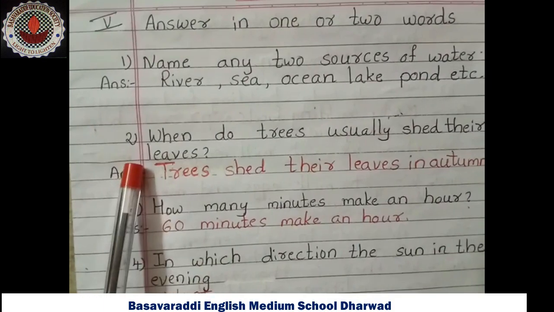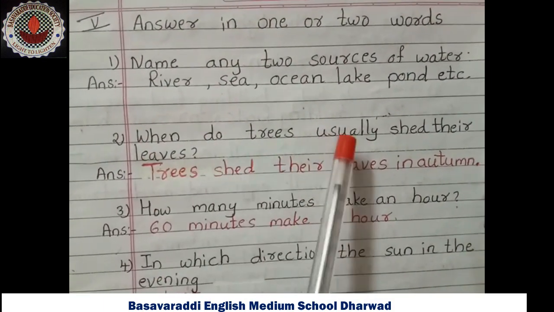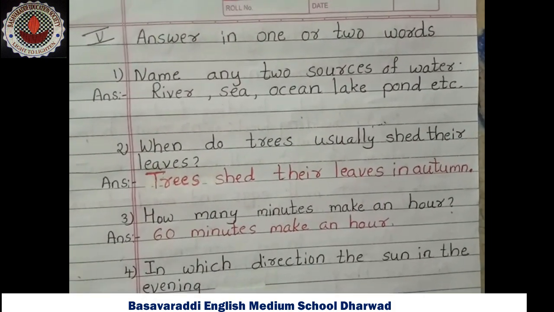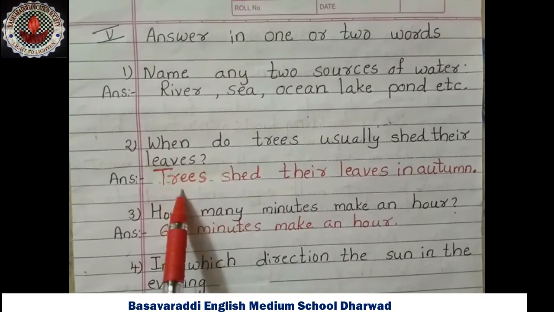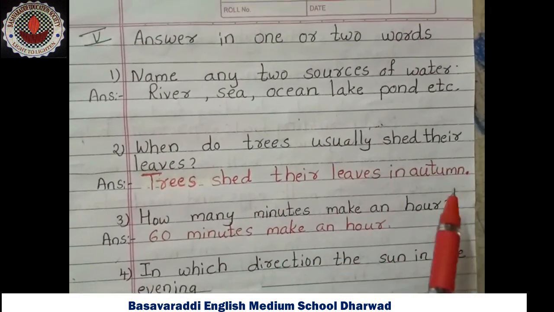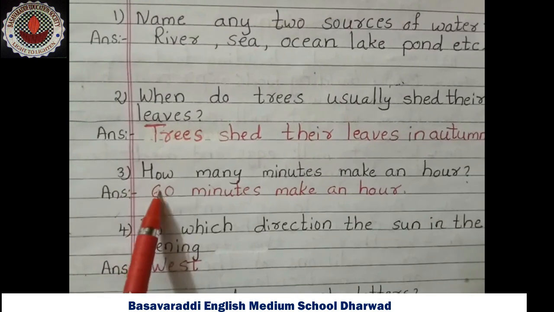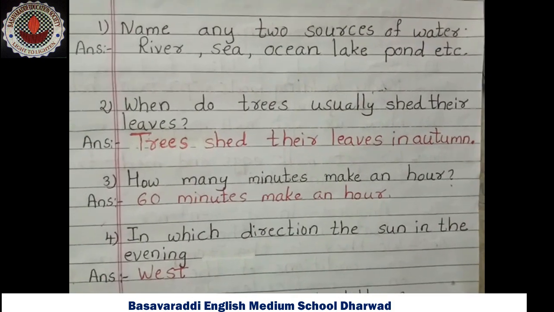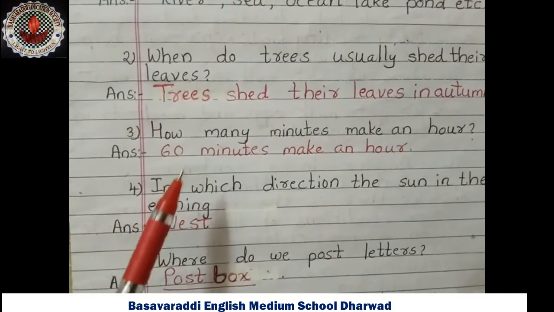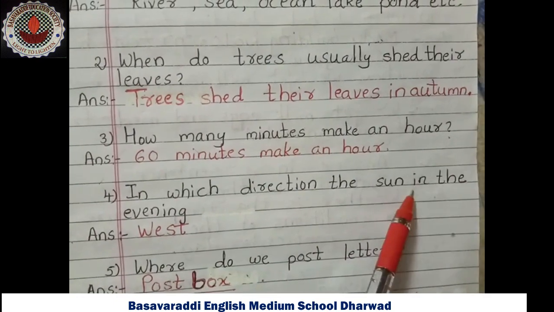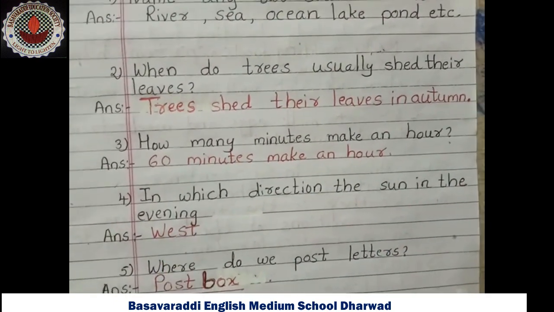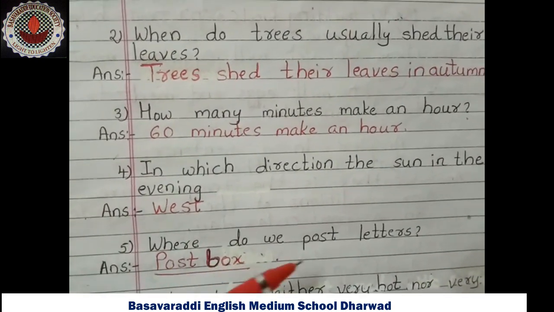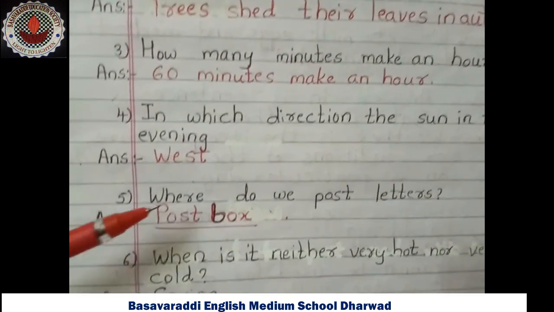Then second one, when do trees usually shed their leaves? That is autumn. So trees shed their leaves in autumn. Third one, how many minutes make an hour? You know, 60 minutes make an hour. Now fourth one, in the evening, in which direction is the sun? That is east. Fifth one, where do we post letters? That is the post office.